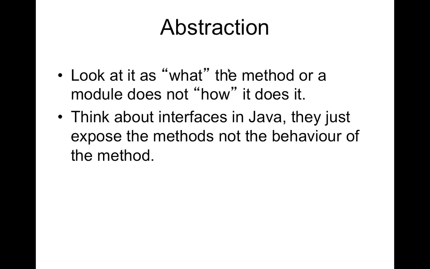So this is abstraction, telling us what it is, and doesn't tell us how it is, like how the gearbox really works. We don't really need to know that for using a car. That's called abstraction. Think about interfaces in Java. They just expose the methods, not the behavior of the method. So an interface has a declaration of methods. All this while we were looking at classes; an interface is nothing but we just declare various methods, and the implementation of it is given by a class that is implementing that interface.